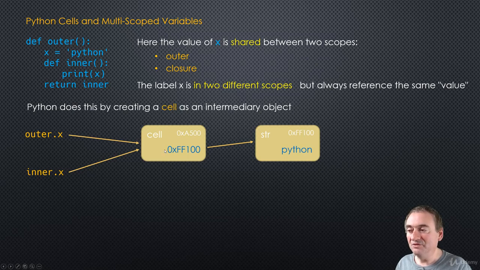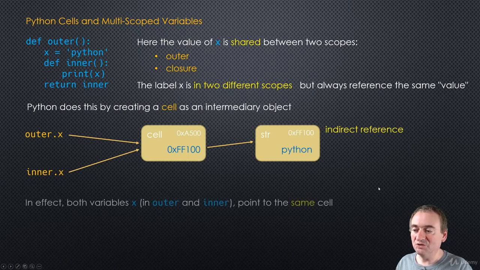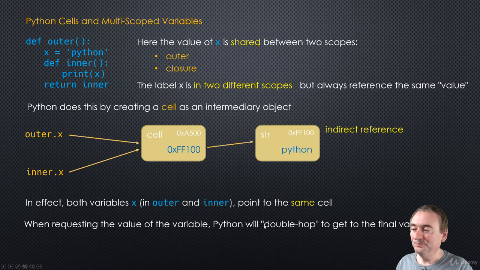That cell is going to have the same memory address. In this case, I took an example, A500. So the real memory address of x is A500. The real memory address of x here is also A500. But when we refer to x, when we want to get the value for x, for example, then Python is going to use this indirect reference. It's going to essentially do a double hop, right? So the variable x in outer and inner point to the same cell, but Python knows that we're dealing with a cell, and so it will go and look at the indirect reference. So you can think of it that way. It's double hopping every time we retrieve the value.